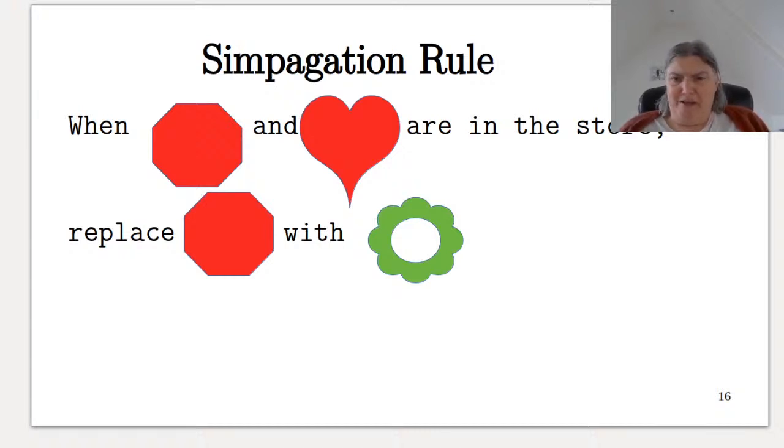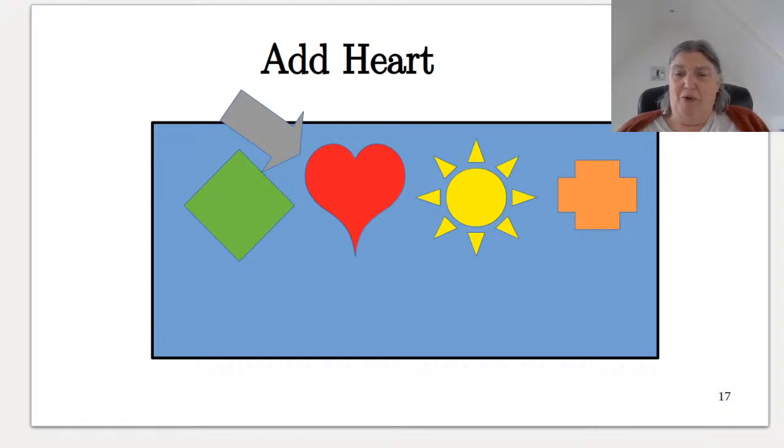There's another kind of rule available to us, a simplification rule. This is obviously a melding of simplification and propagation. So when a stop sign and a heart are in the store, replace the stop sign with a flower. That's a rule. And I guess I should say, notice that the heart will remain.